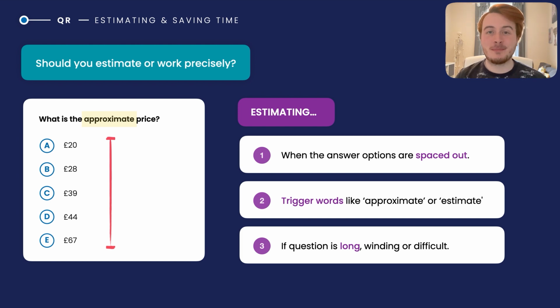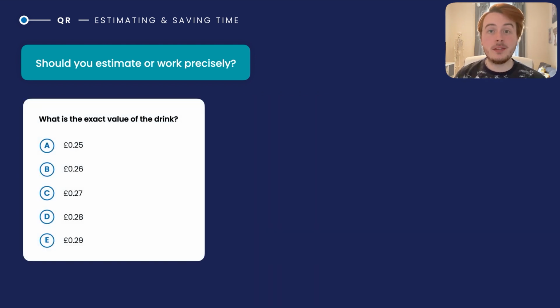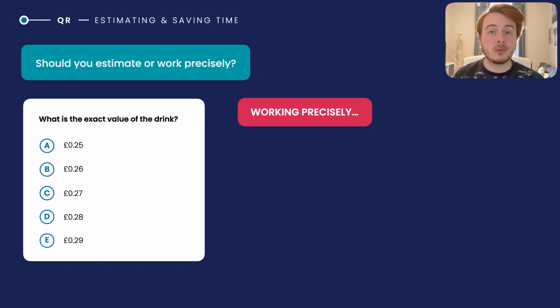And they're not going to ask you to just punch endless numbers into a calculator, because that's not really testing anything. So on the other hand, when do we work precisely? Well, it's fundamentally the reverse. So with this one, you can see the answer options are incredibly close together. They're only a penny apart each time.